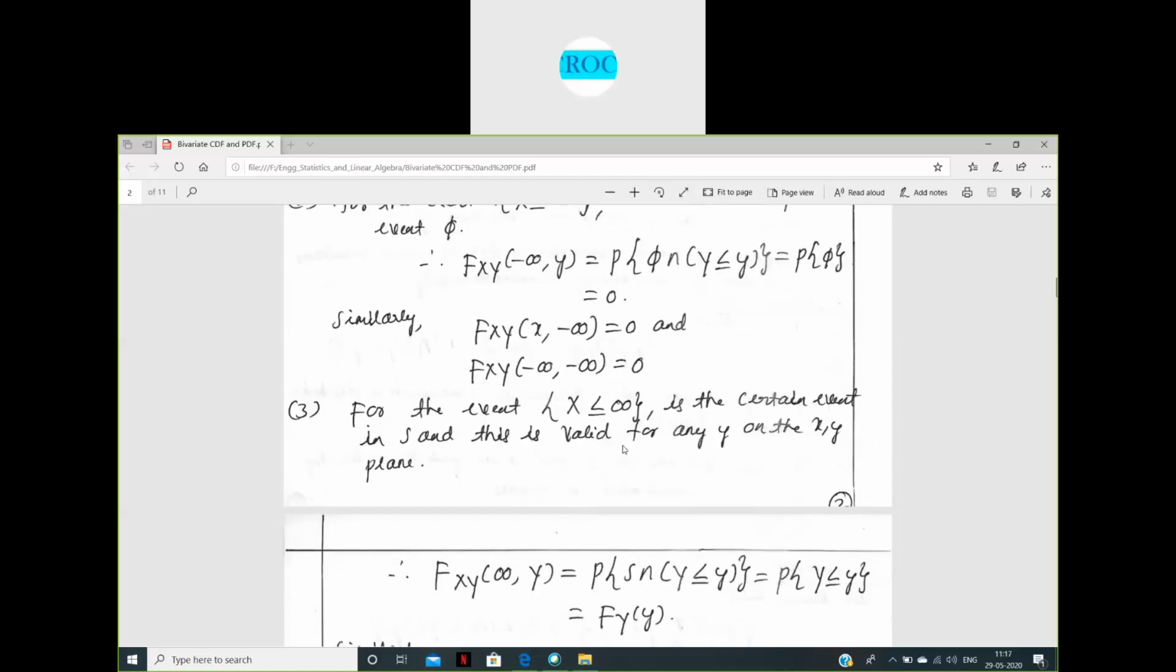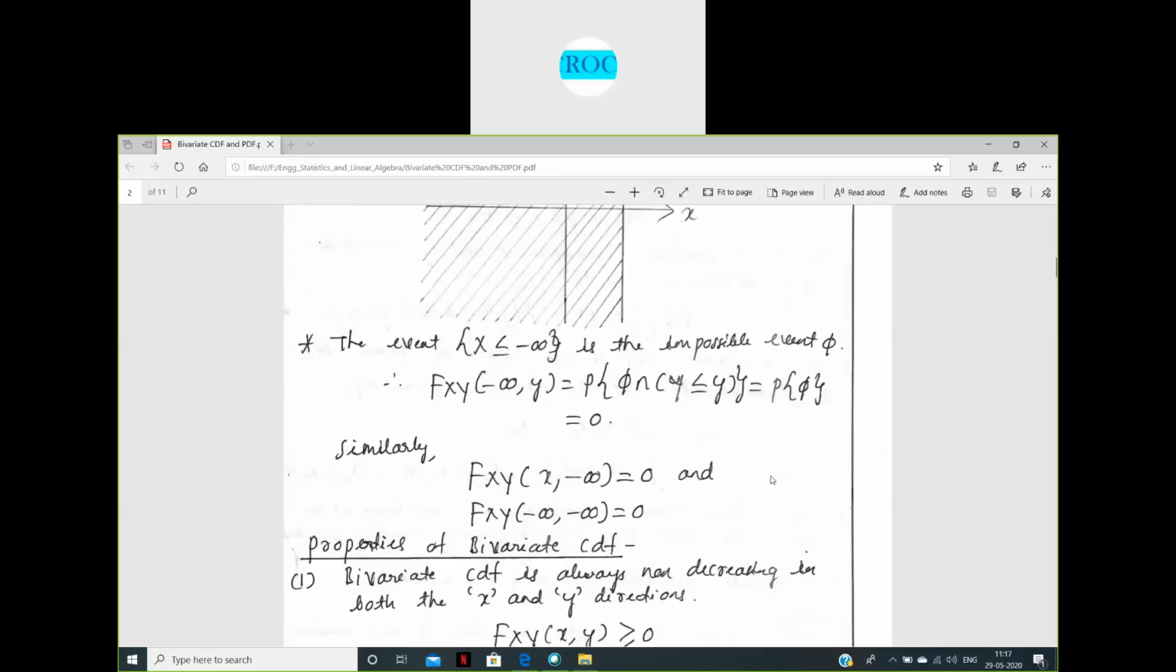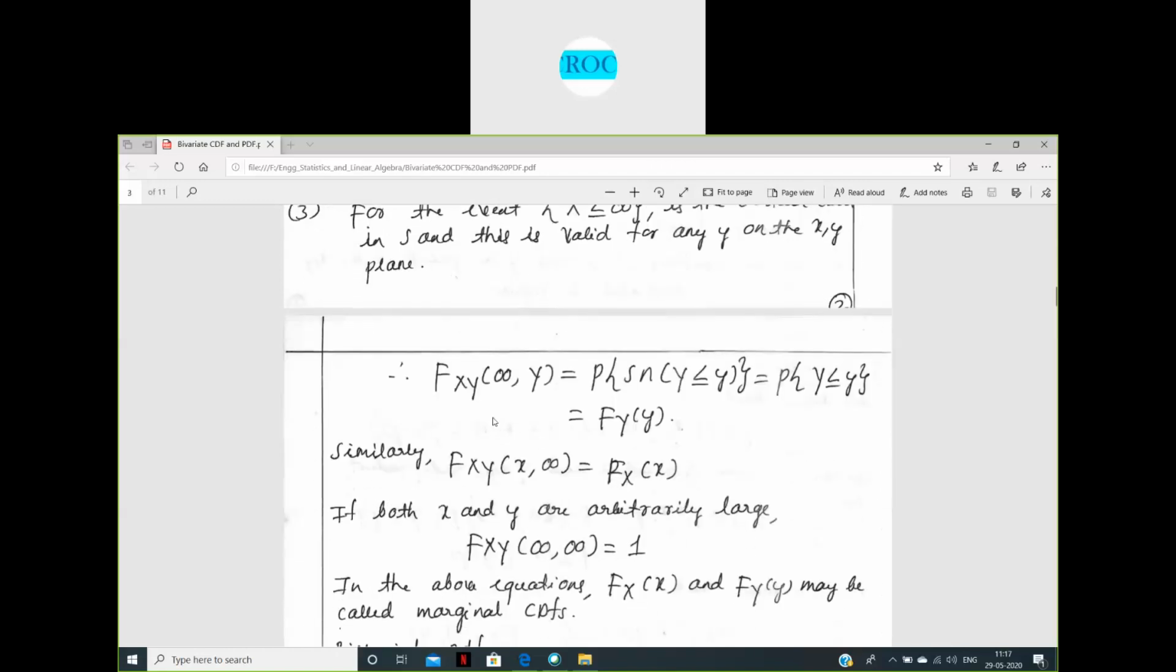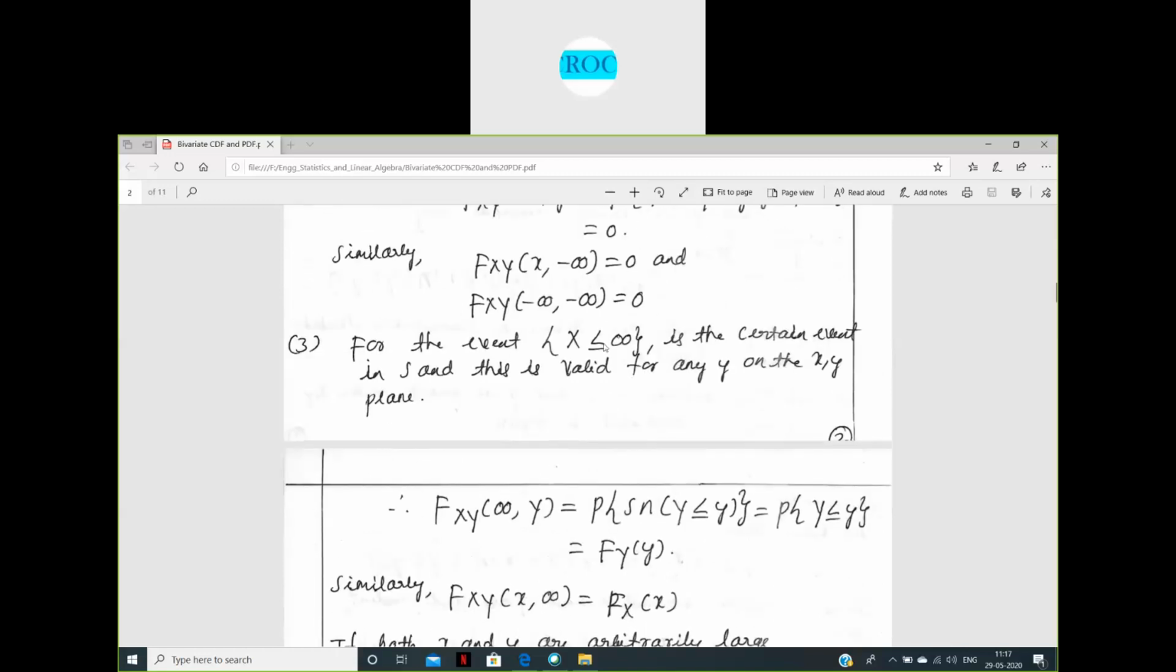Next, what we have is the cumulative distribution function for certain events in the sample space. First, we have x less than or equal to infinity, and this is valid for any y on the xy plane. Now, how do you write this one? Fxy of infinity comma y, this is equal to P. And what is this? This is nothing but the sample space, because when I say x less than or equal to infinity, it is nothing but a certain event in the sample space.